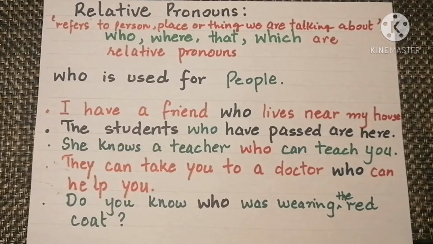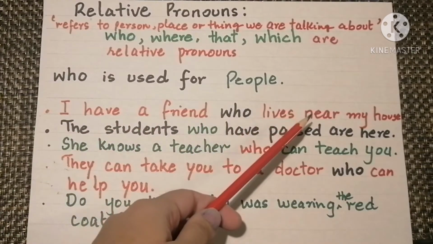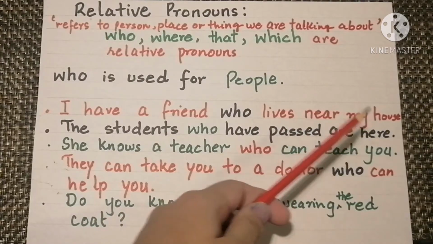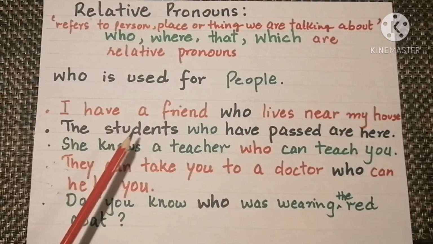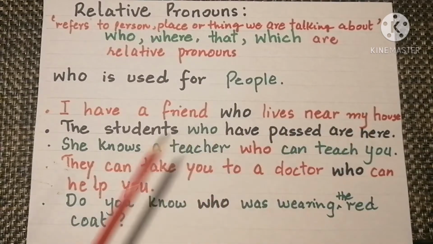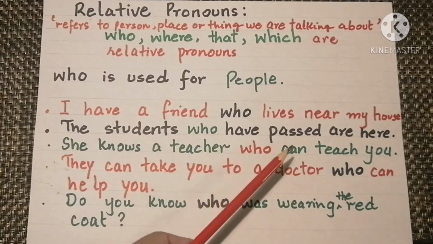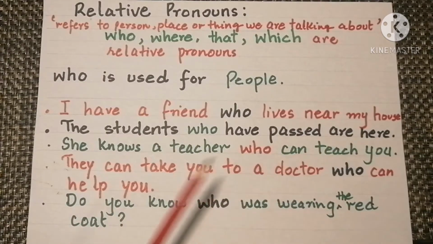Let's make sentences using the relative pronoun who. I have a friend who lives near my house. The students who have passed are here. She knows a teacher who can teach you.